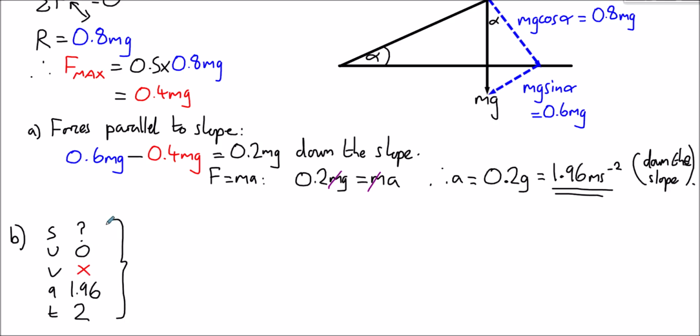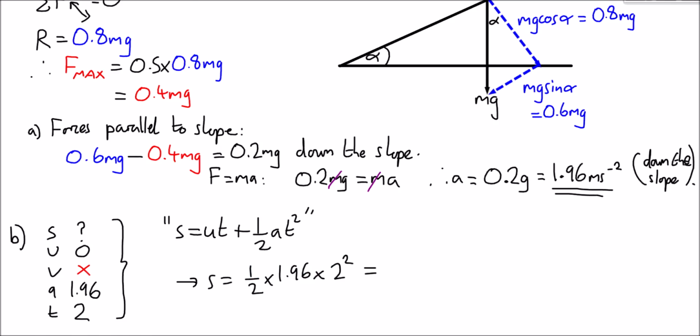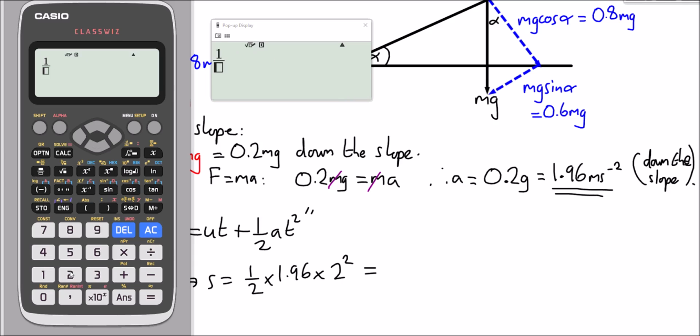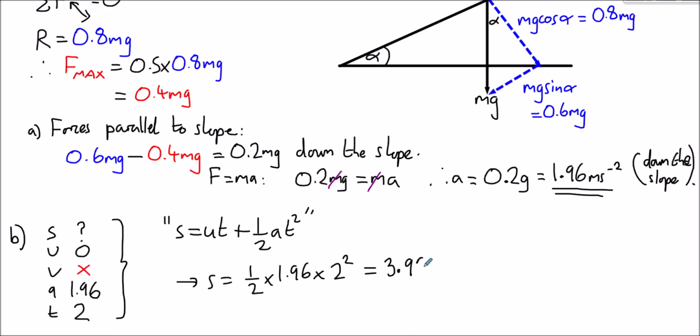So which of the Suvat formulae doesn't involve v? We don't know v, we don't care about v. So which one doesn't involve v, but does involve s? It's the good old s equals ut plus 1/2 at squared. So the distance covered in the first 2 seconds: ut is 0 because u is 0, so I'm just going to have a half multiplied by the acceleration, which is 1.96, multiplied by 2 squared, which our calculator will kindly do for us. So 1/2 multiplied by 1.96 multiplied by 2 squared gives us 3.92 meters. And that's it for the first worked example.